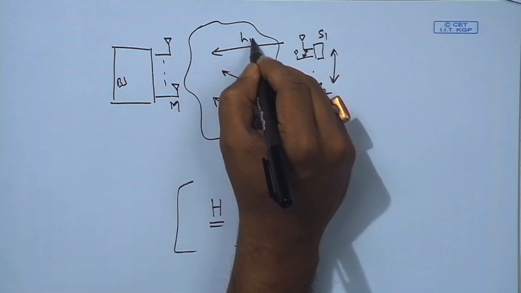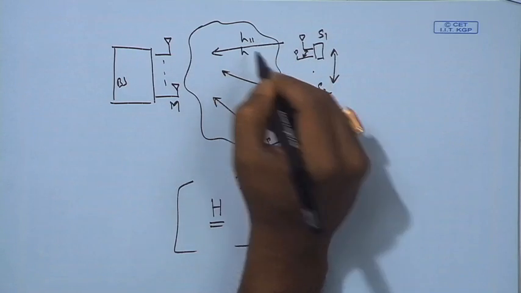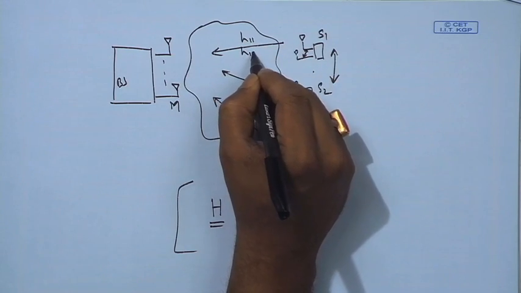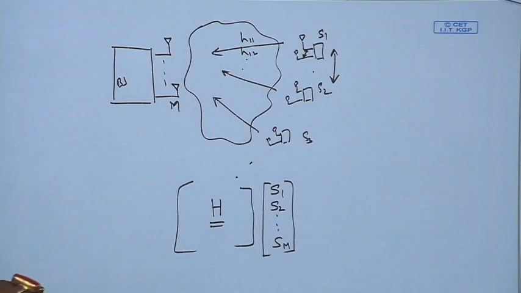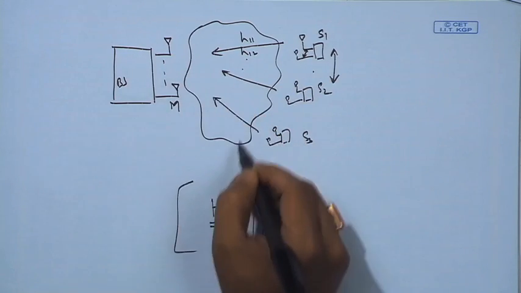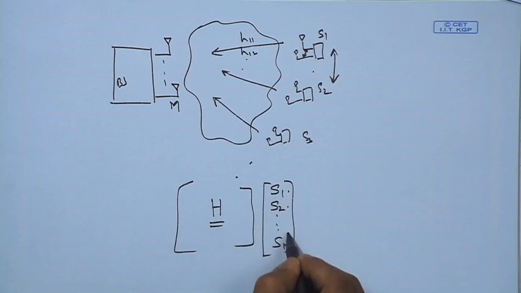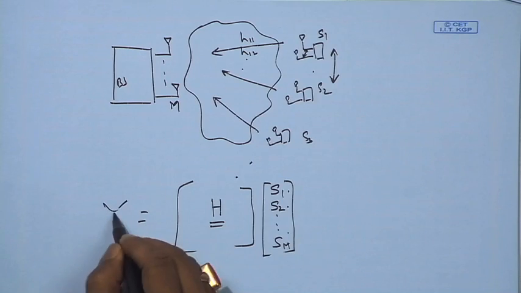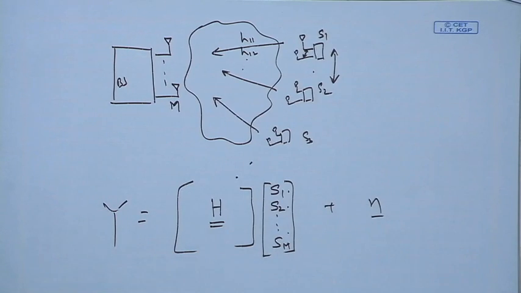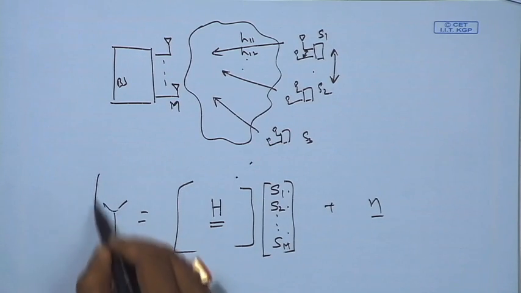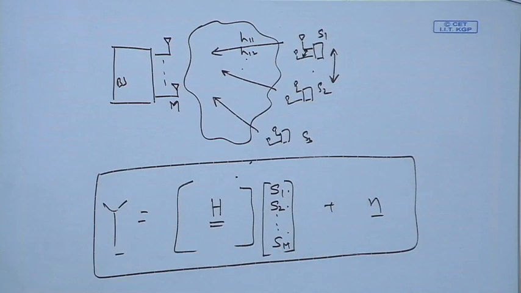So you could write as H11, then there could be H12 and so on and so forth from the first antenna. Similarly from the second antenna, and all of these links will form the large matrix, each one of them sending separate links, and at the receiver you receive this signal. So this expression is well known to us.